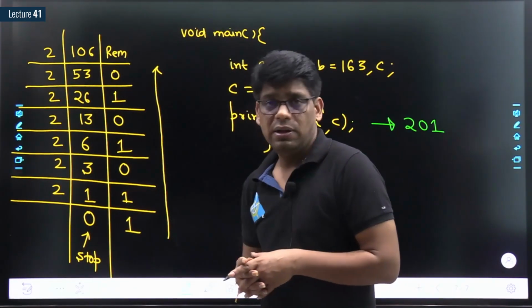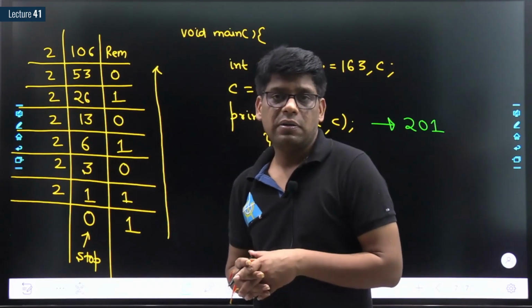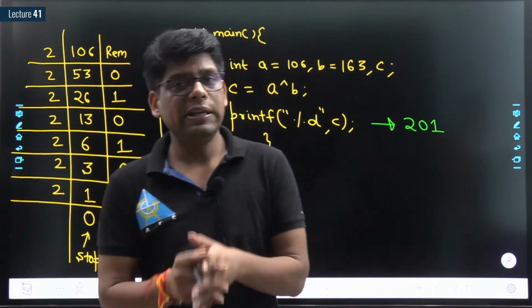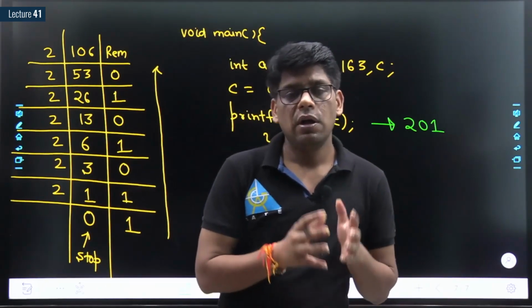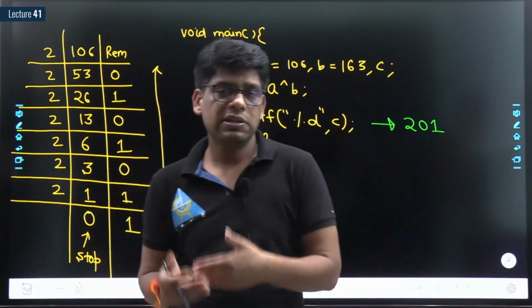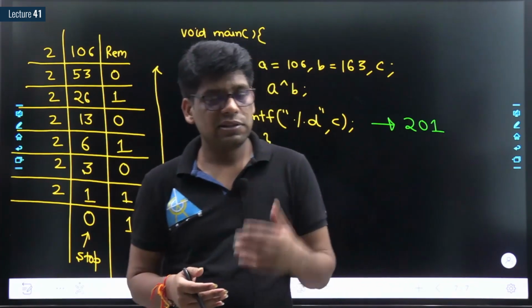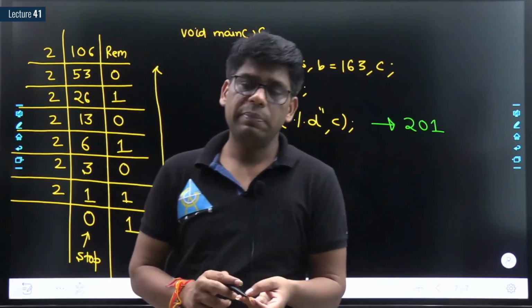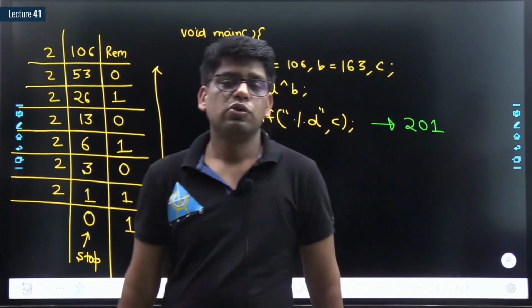So that's all. That's all for this session. We have discussed bitwise operator. How many are they? There are 6 bitwise operator. Out of them, 5 are binary, 1 is unary. And in this session, we have covered bitwise OR, bitwise AND, and bitwise XOR. So that's all for this session.